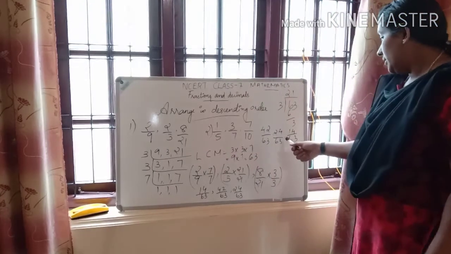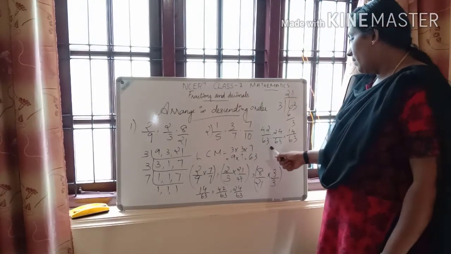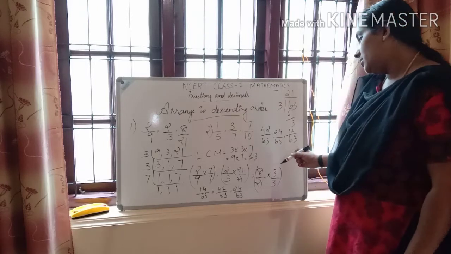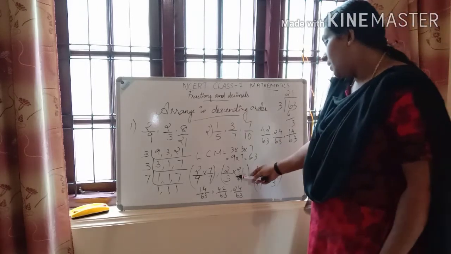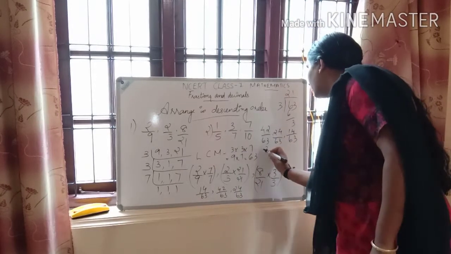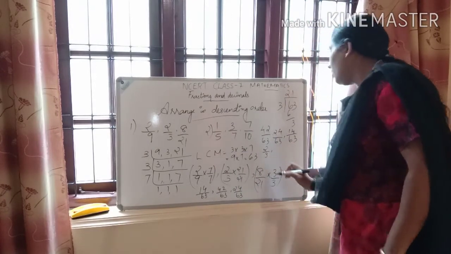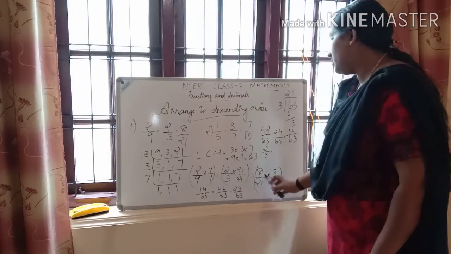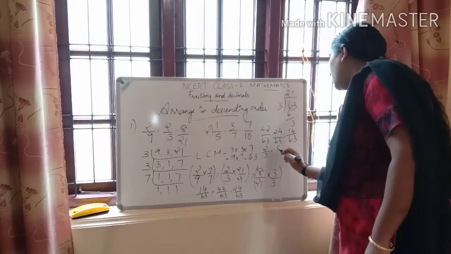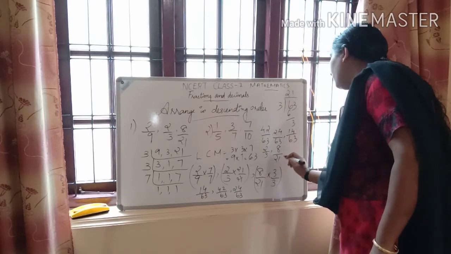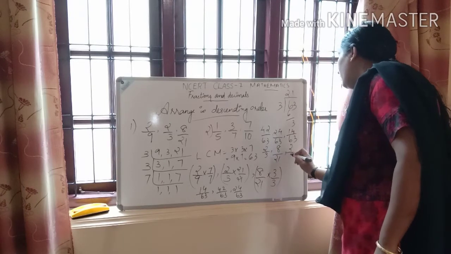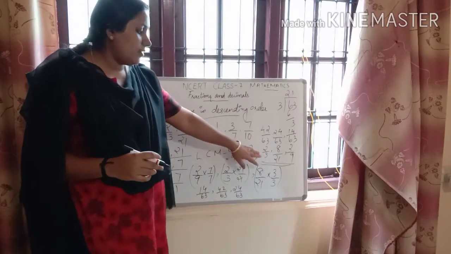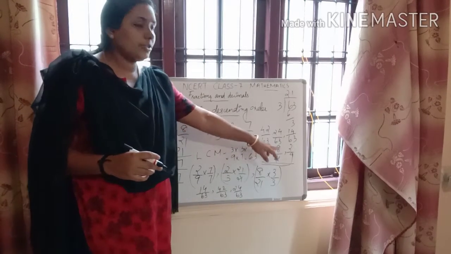See, just convert the 42 by 63. Which one is the 42 by 63? The middle one, that is 2 by 3. 2 by 3, next one is 24 by 63. 24 by 63 is the third one, that is 8 by 21. Next one is 2 by 9. Students, did you get this answer? 2 by 3, 8 by 21, 2 by 9.